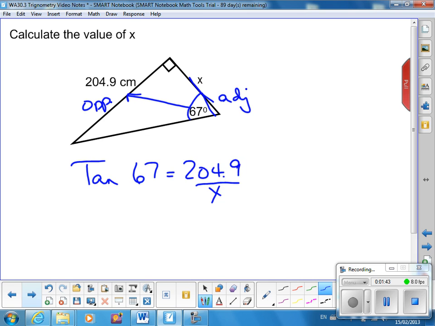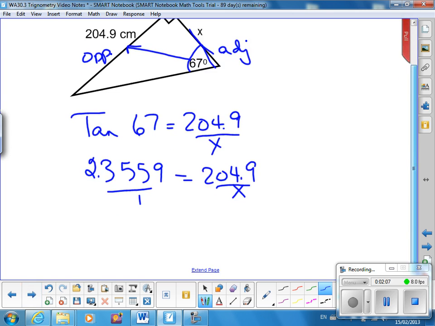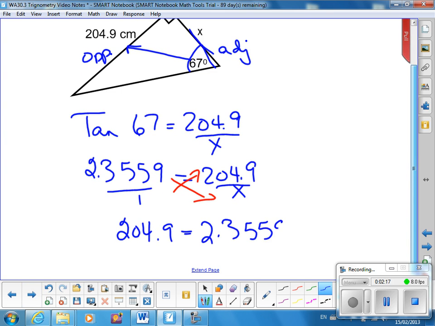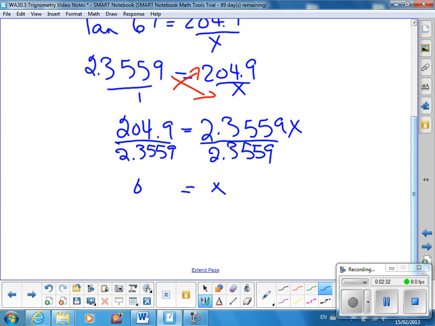Okay, we take your calculator, make sure it's on degrees, and then we push tan 67. You will get a long number, rounded off to 4 decimal places. And then to solve, we need to place that decimal over 1 and cross multiply. You get 204.9 equals 2.3559x. Get the x by itself, divide by 2.3559. And x is going to equal 68.9.